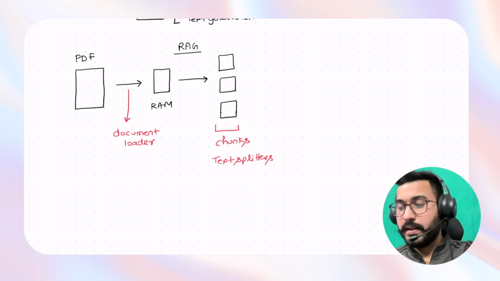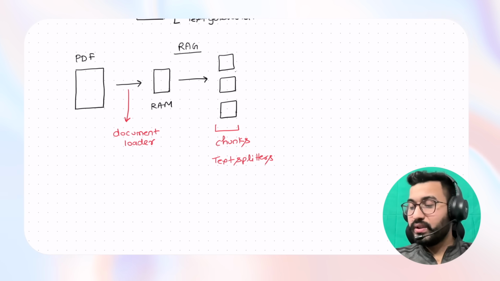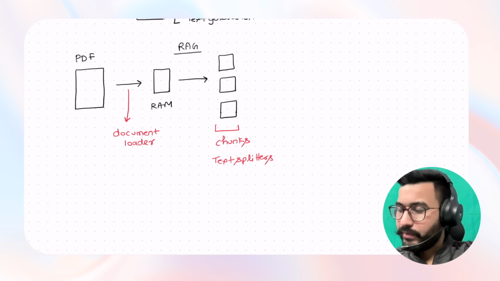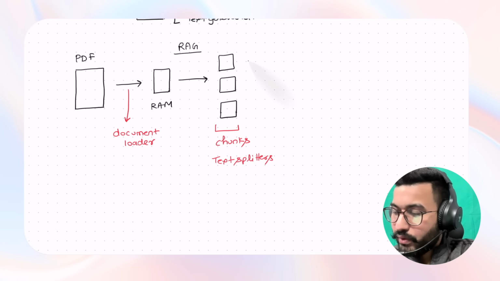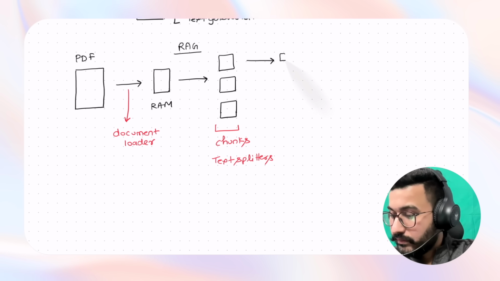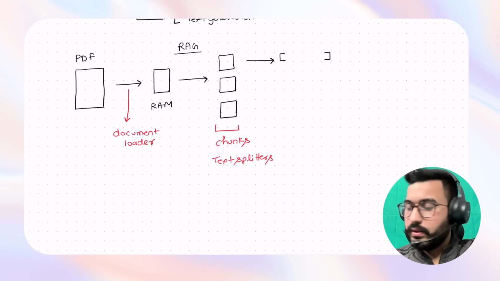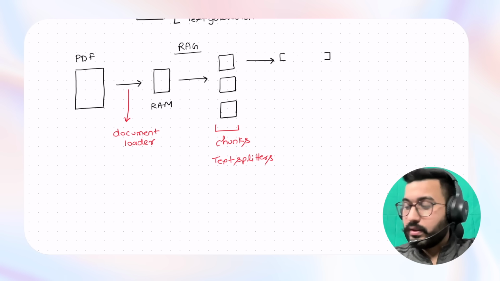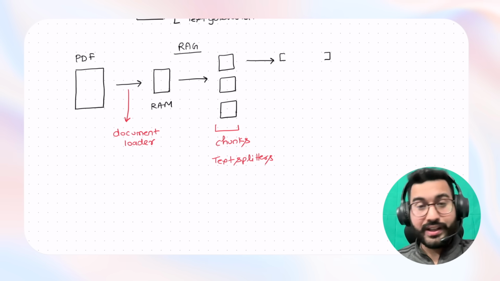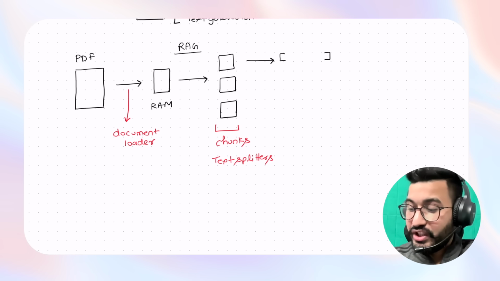Now, once you have converted that PDF or document into chunks, you want to convert these pages into their mathematical or numerical representation. So I want to convert this page into a vector, and this vector is nothing but some numbers, but these numbers are not random. These numbers are capturing the semantic meaning of this entire chunk.